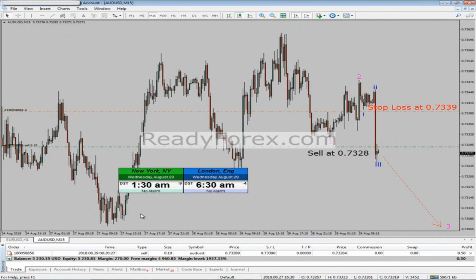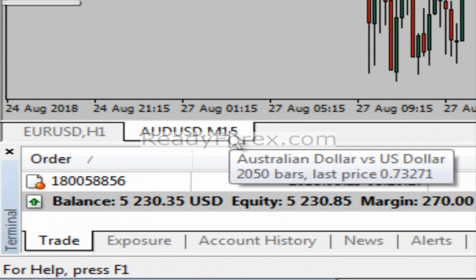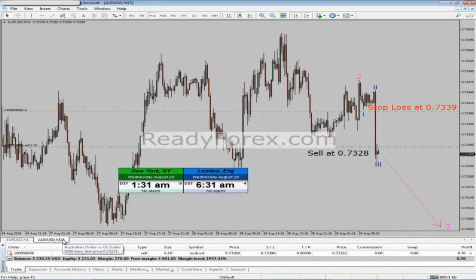I must mention that I am doing short-term trading in 15 minutes chart of Australian dollar versus US dollar spot forex currency pair. Day trading the forex market means you go in and out of the market during the same trading day. Let me now calculate possible take profit level.